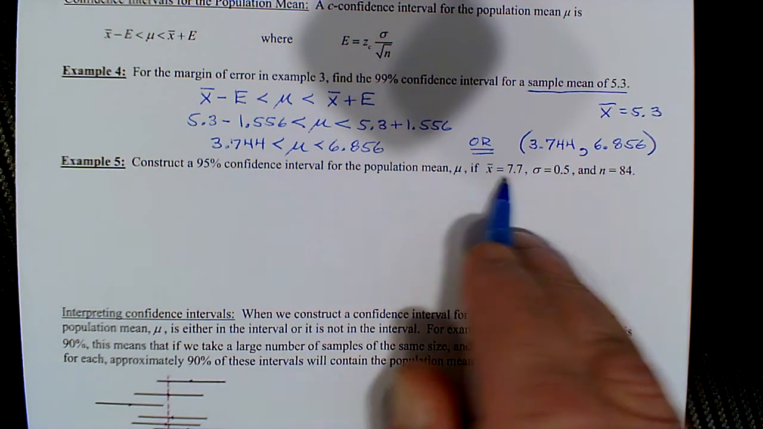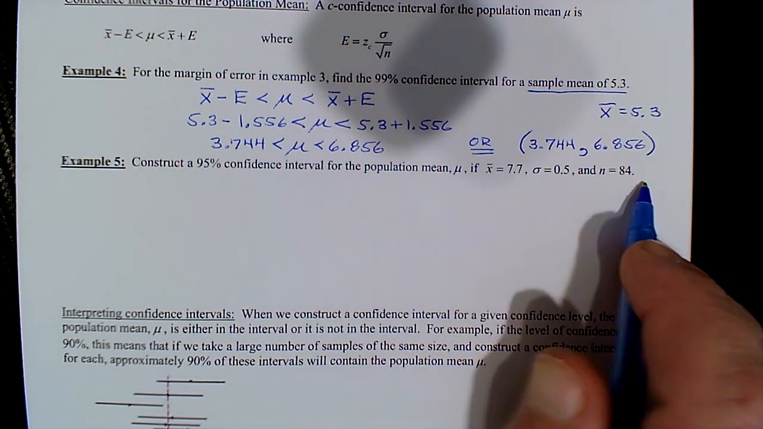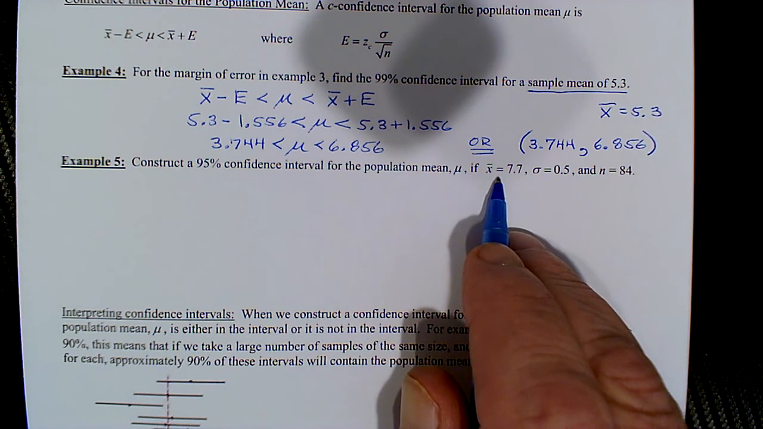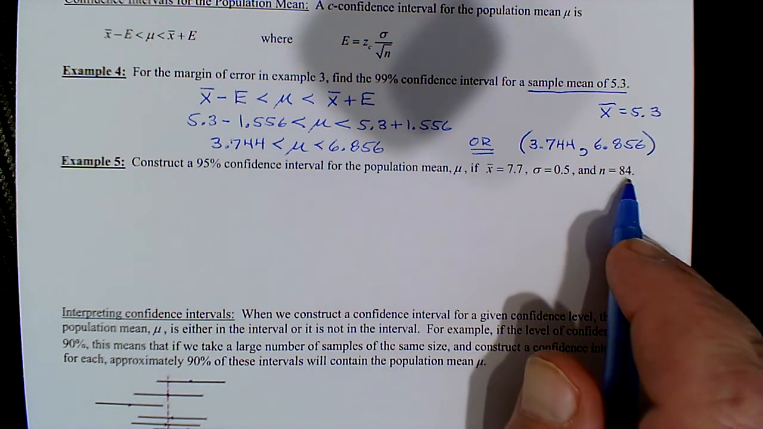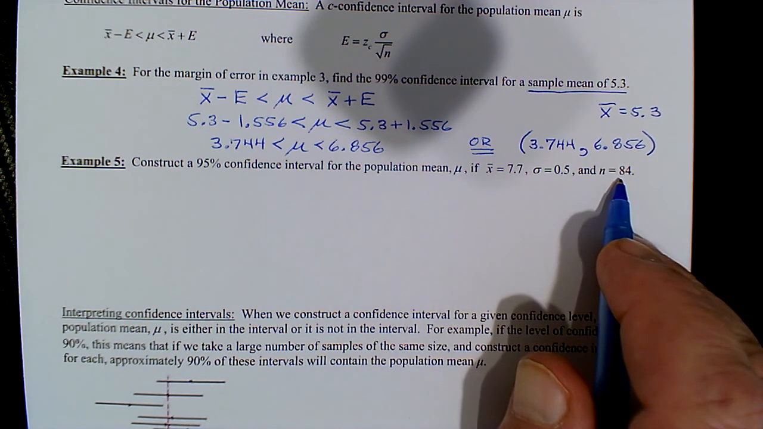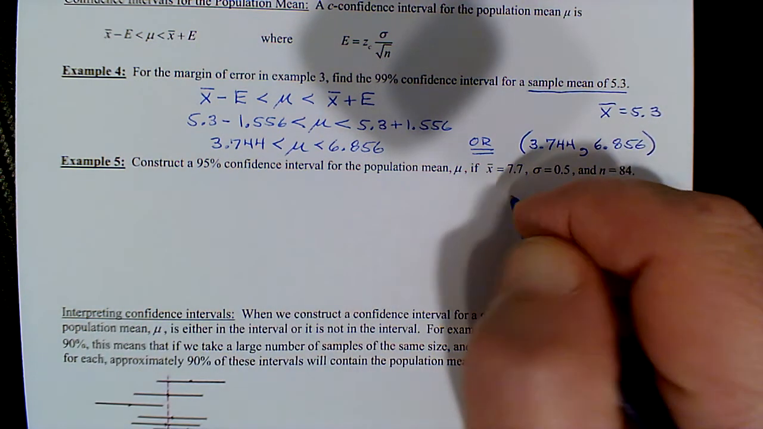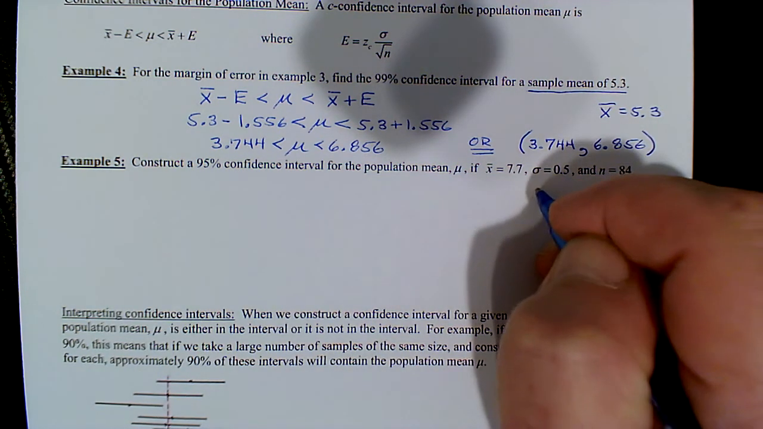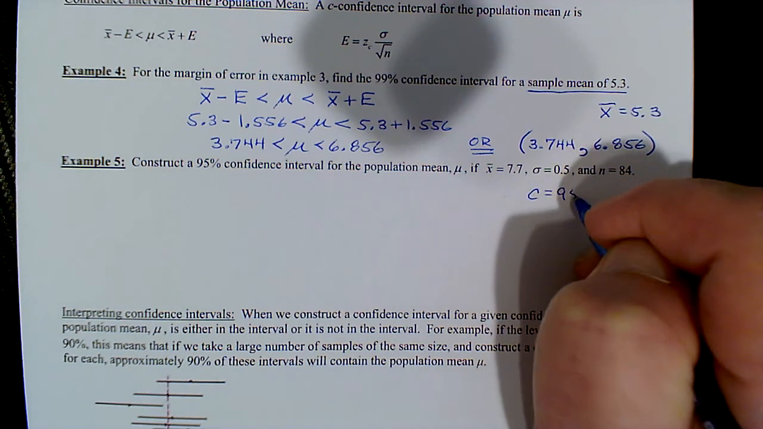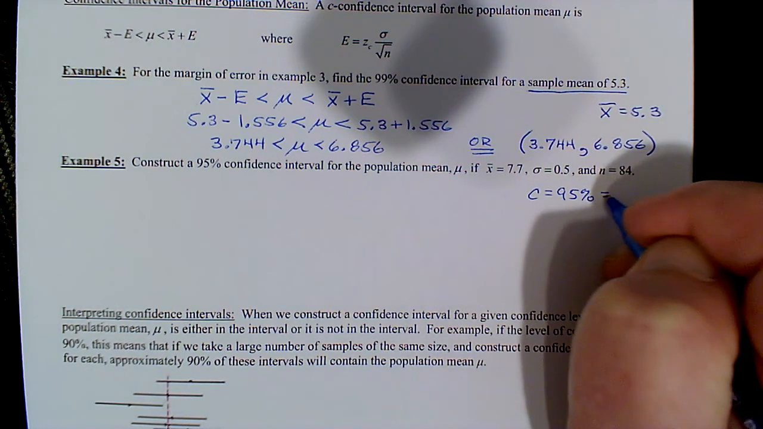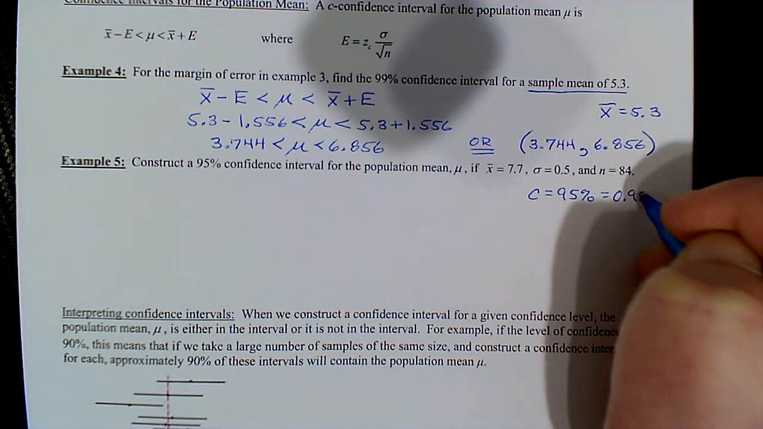Alright, so here they want a 95%. This is kind of putting everything together, given all the information. That is, given the sample mean, the standard deviation, and the sample size. And we want to find the 95% confidence interval. So if C equals 95%, that's 0.95.